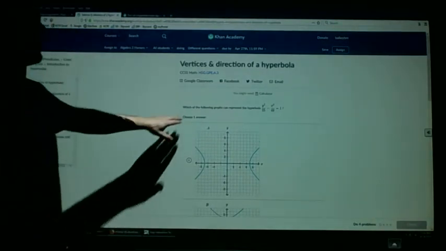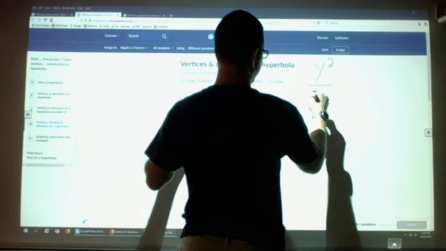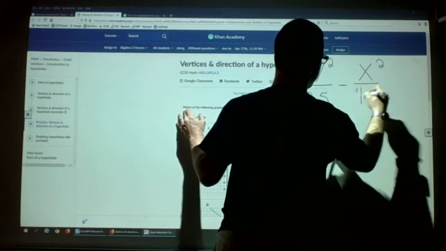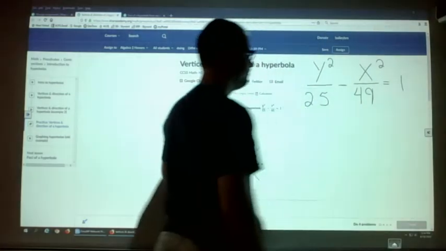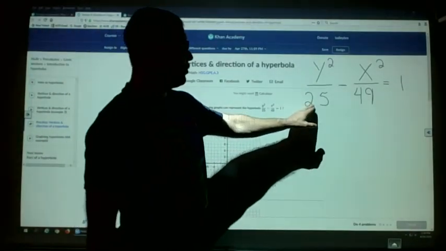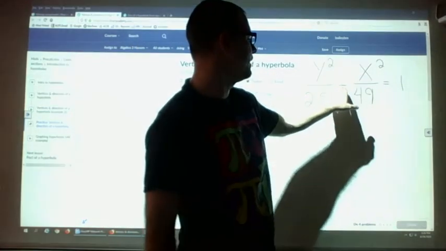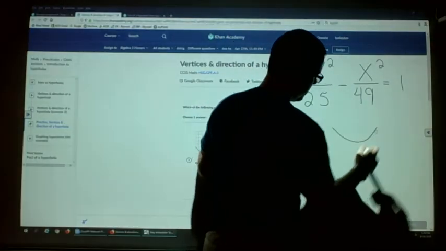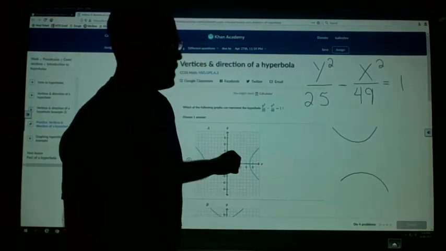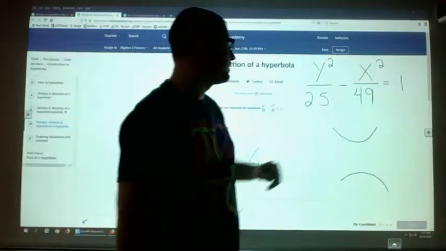It wants us to figure out which of the following graphs can represent the hyperbola y squared over 25 minus x squared over 49 equals 1. Okay. Well, first off, I know that the center is at the origin, and because the y squared is positive and the x squared is negative, I know that this hyperbola will open up or down, vertical. And the vertical radius is 5. The horizontal radius is 7.